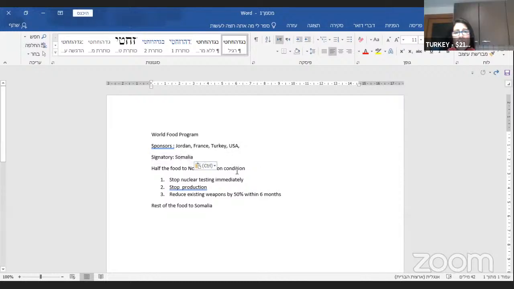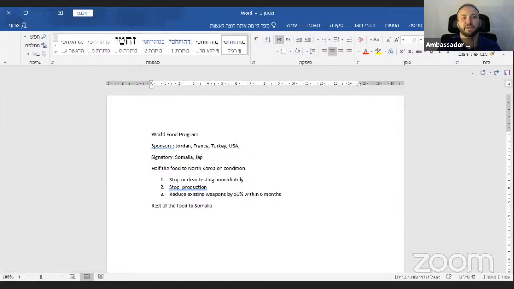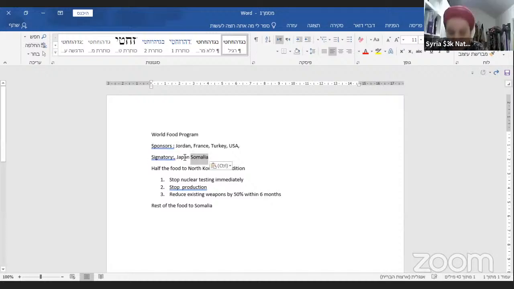Listen, there can be all sorts of horse trading, but okay, put Japan as well as a signatory. Japan first. Okay, now let's make it alphabetical. Sponsors and signatory. Somalia as a signatory? How can she put Somalia as a signatory when Somalia wants to give the food to North Korea unconditionally?